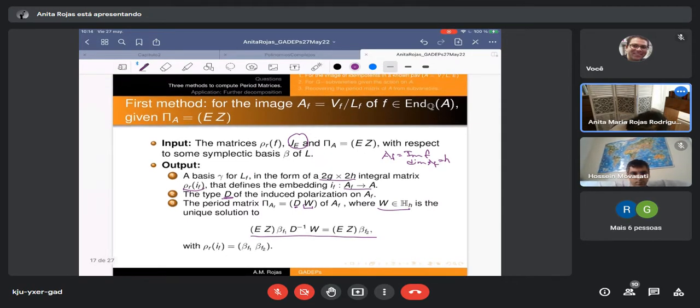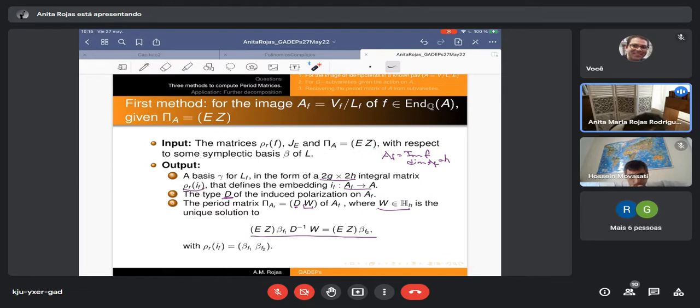Okay. So just from this information, you can figure out the period matrix of the subvariety. Okay, so that is why when I say given A, it is because I have the period matrix. Okay, and with that you can do a lot of stuff.